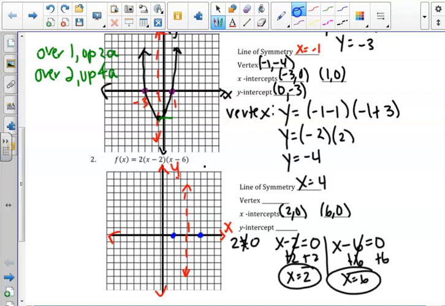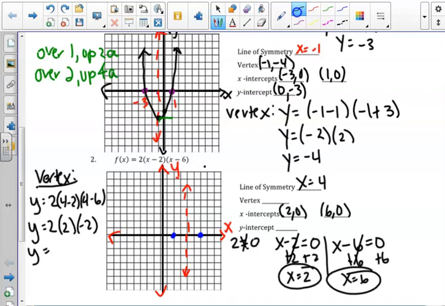Then to find our vertex, recall that we would plug in our 4 into our original equation, which I will do over here. So our vertex would be 2 times (4 minus 2) times the quantity (4 minus 6). So y equals 2 times 2 times -2. 2 times 2 is 4, 4 times -2 is -8. So our vertex should be at the point (4, -8). Now let's see if I graphed enough coordinate points there. 4, -1, 2, 3, 4, 5, 6, 7, 8, and just perfectly there.